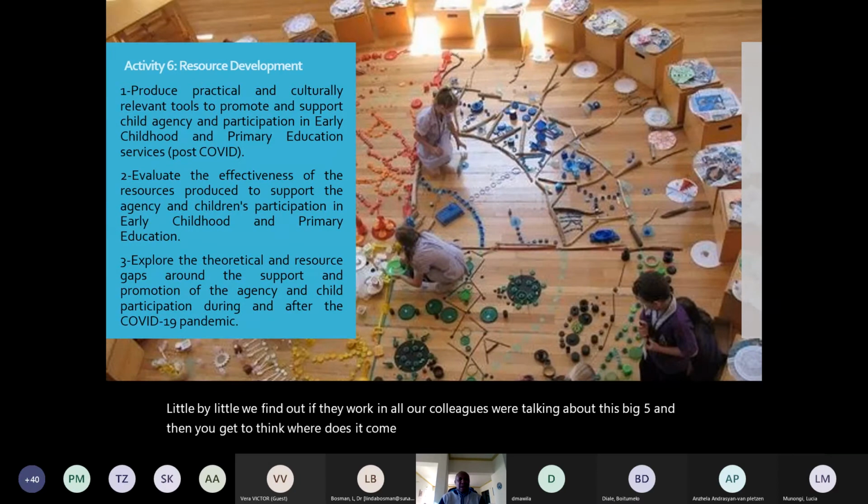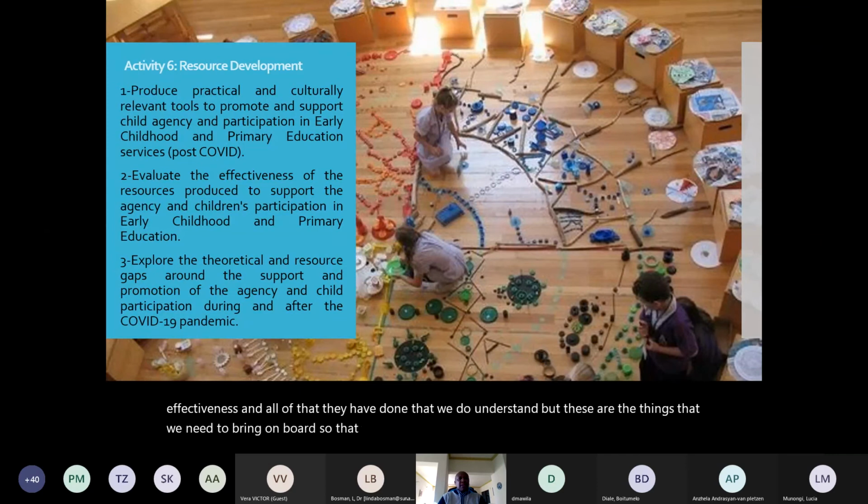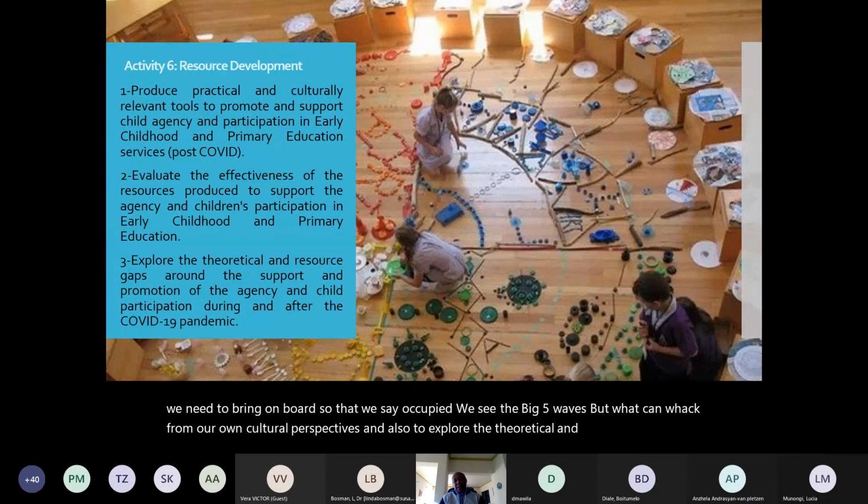Is it really talking to us? What is its effectiveness and all of that? They have done that, we do understand. But these are the things that we need to bring on board so that we say, okay, fine, we see the big 5 words, but what can work from our own cultural perspectives? And also to explore the theoretical and resource gaps that are around there.